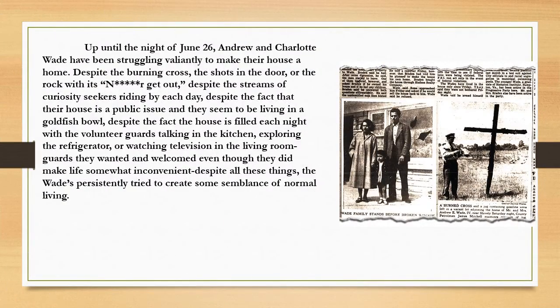Up until the night of June 26th, Andrew and Charlotte Wade had been struggling valiantly to make their house a home. Despite the burning cross, the shots on the door, the rock with its "get out" message, despite the streams of curiosity seekers riding by each day, despite the fact that their house is a public issue and they seem to be living in a goldfish bowl, despite the fact that the house is filled each night with the volunteer guards talking in the kitchen, exploring the refrigerator, or watching television in the living room, guards they wanted and welcomed even though they did make life somewhat inconvenient. Despite all these things, the Wades persistently tried to create some semblance of normal living.